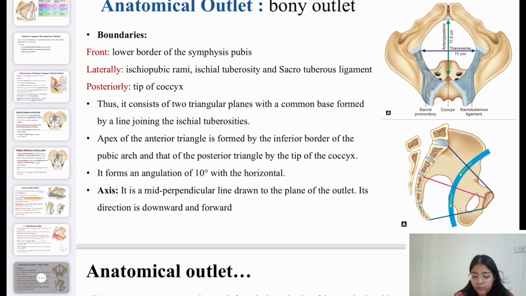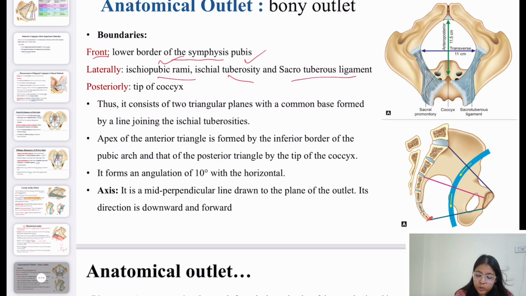It is also known as the bony outlet, as it is formed by bone. So just look at the pelvis or imagine. In front it is formed by the lower border of the pubic symphysis, and laterally there is the ischiopubic ramus, ischial tuberosity and sacrotuberous ligament. Just remember these two. And posteriorly there is the tip of the coccyx. So this is the bony outlet. Why? Because the plane is formed by bony points.